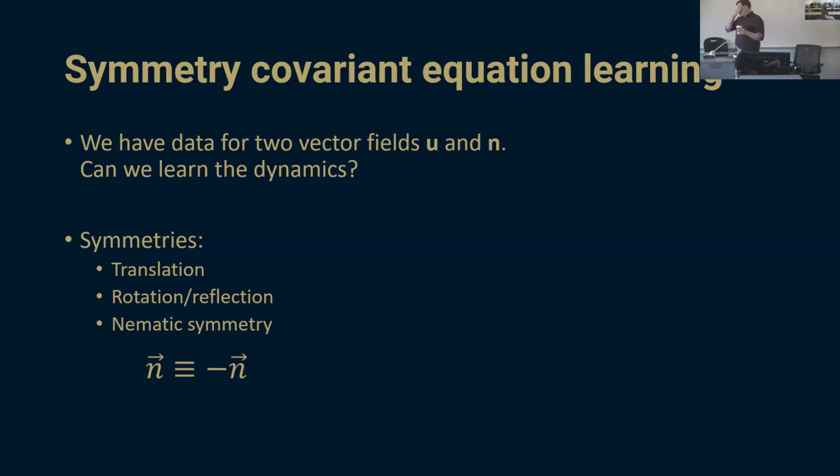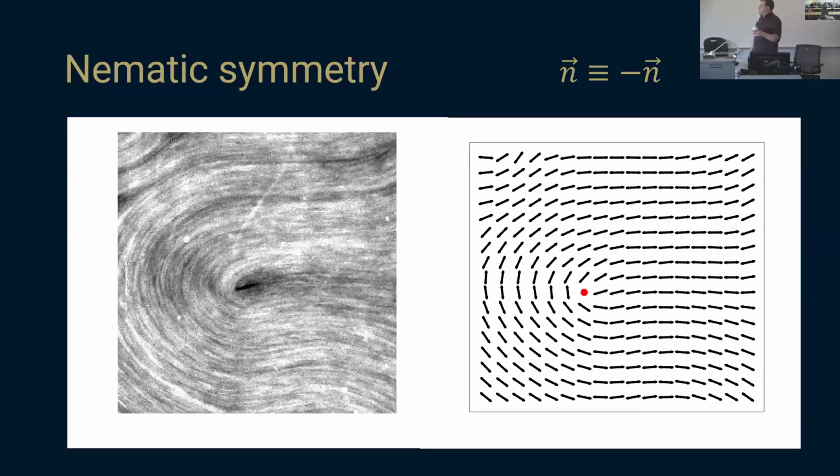But here we have three that we want to assume, which are translation. The equation shouldn't depend on where I look in the sample other than what the orientation of the fields are. I expect rotation and reflection symmetry, just looking at the data. And there's this nematic symmetry, right? So I'm going to declare the director field N is equivalent to its negative. The axis of N is what's important, not the direction. I have this head-tail symmetry in my system. And this is important. So my PDE has to respect this head-tail symmetry. If it breaks it, then I wouldn't see these topological defects. You can infer from the defects that this symmetry exists.